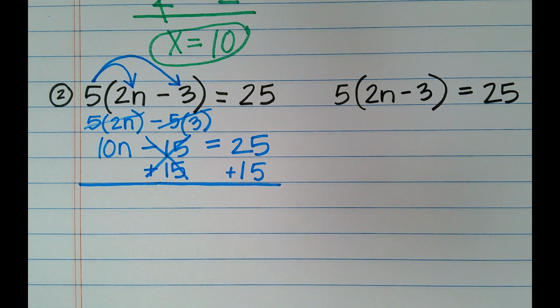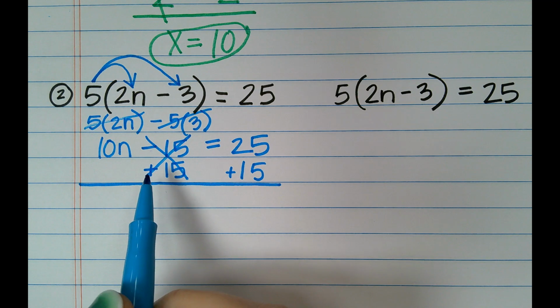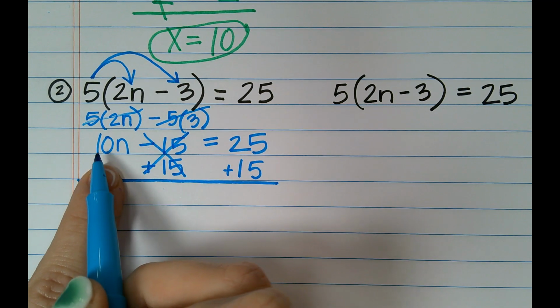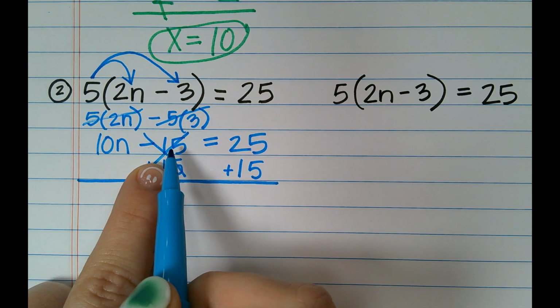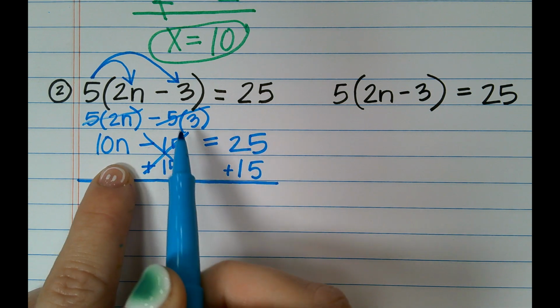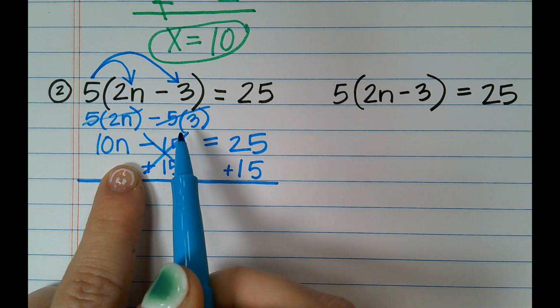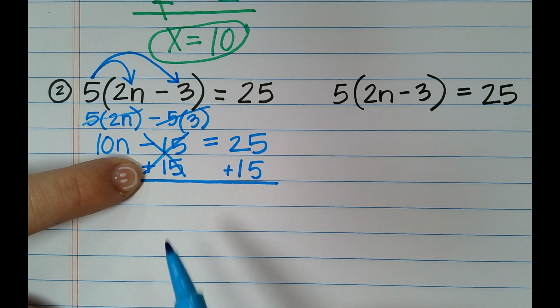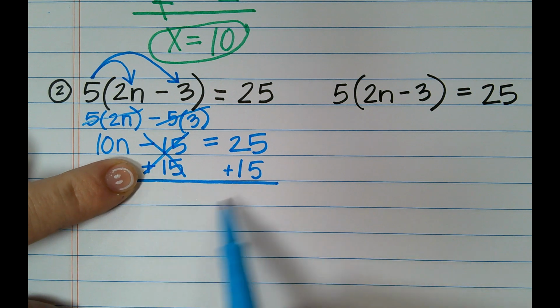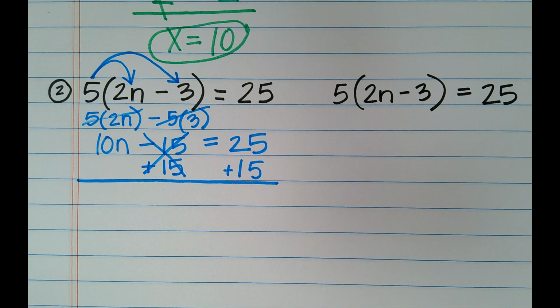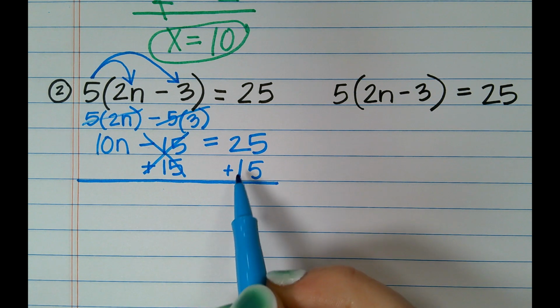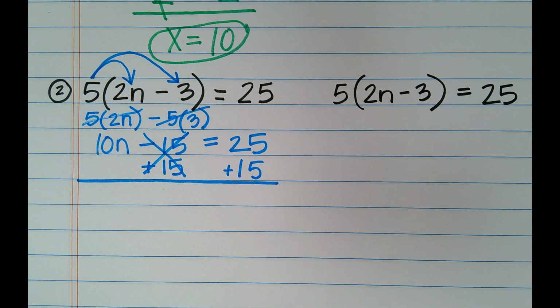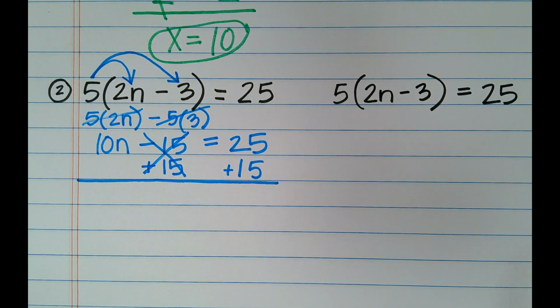Can I ask you a question? Yes. How did you get plus 15 from the minus 15? So we got plus 15 because my problem said 10n minus 15 equals 25. So we wanted to get rid of minus 15. So to get rid of minus 15, we did the opposite. Plus 15. So I did that to both sides. Whatever I do to one side, I have to do to the other. Yes, the inverse. Does that answer your question?